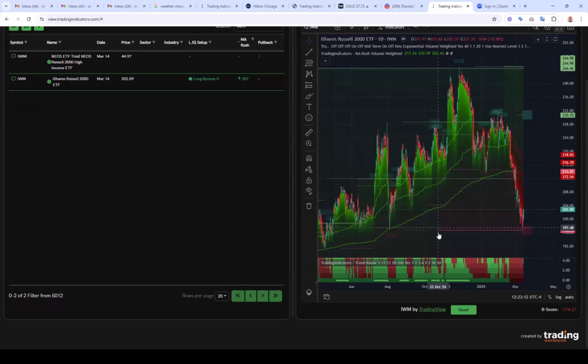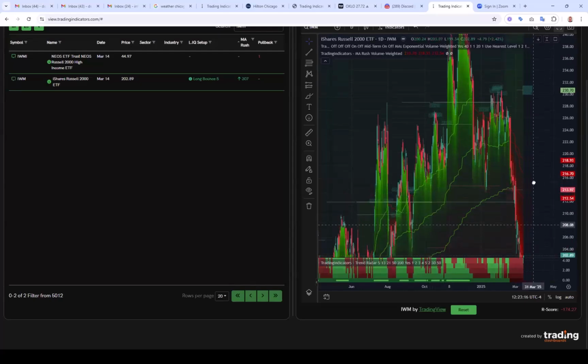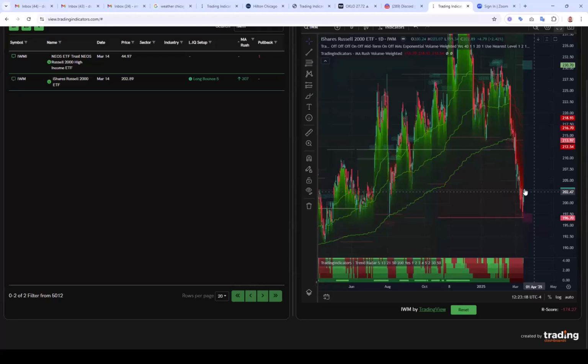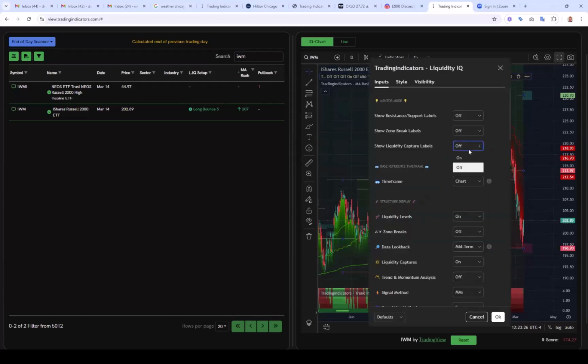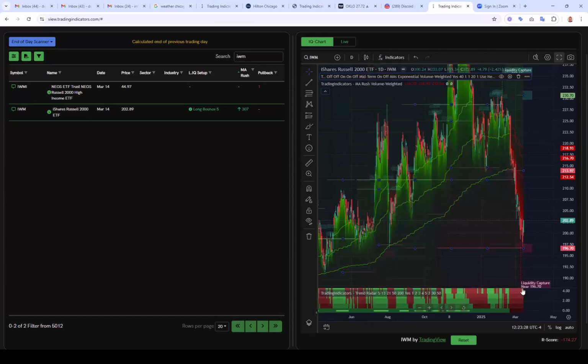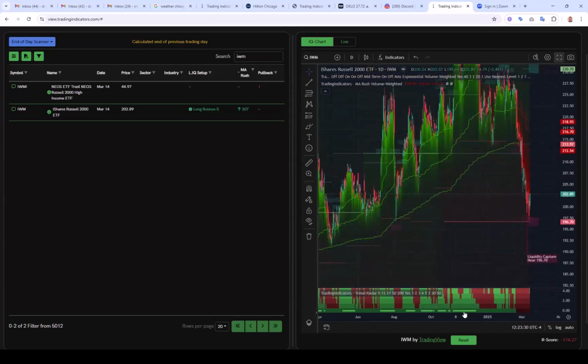It identified this level as key support, and look what happened. We wicked towards this level. You can see it here, almost to the T. Yeah, all the way there. We have a liquidity capture event. It's a bit hard to see, so let me enable the labels real quick. Liquidity captures on.